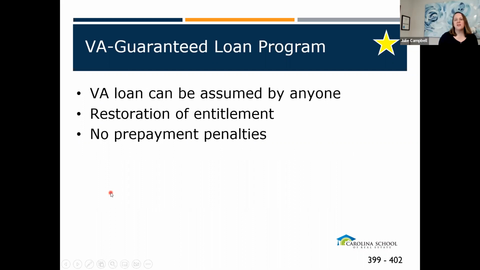VA loans can also be assumed by anyone. Any qualified buyer can assume a VA loan. The qualified buyer assuming the loan doesn't have to be a vet. Anyone can assume a VA loan, but remember, the vet can only have one certificate of eligibility out there at a time. So if they allow somebody else to assume their loan, their certificate of eligibility is not restored until it gets paid off.